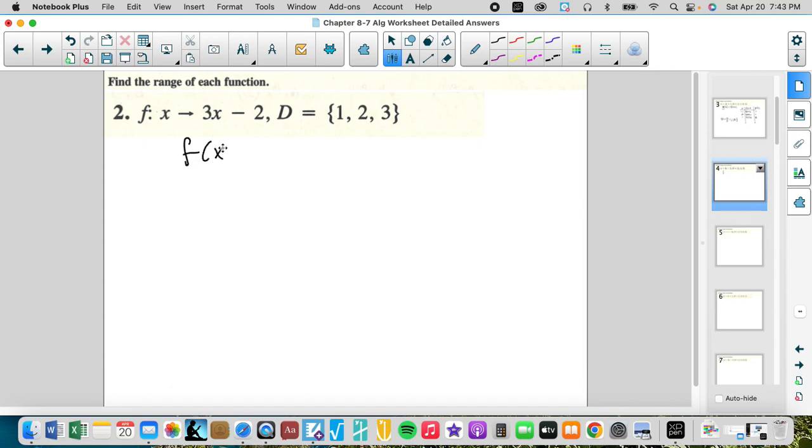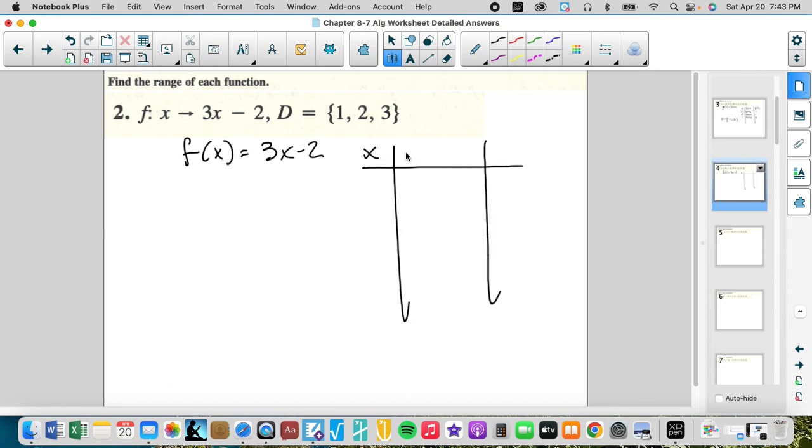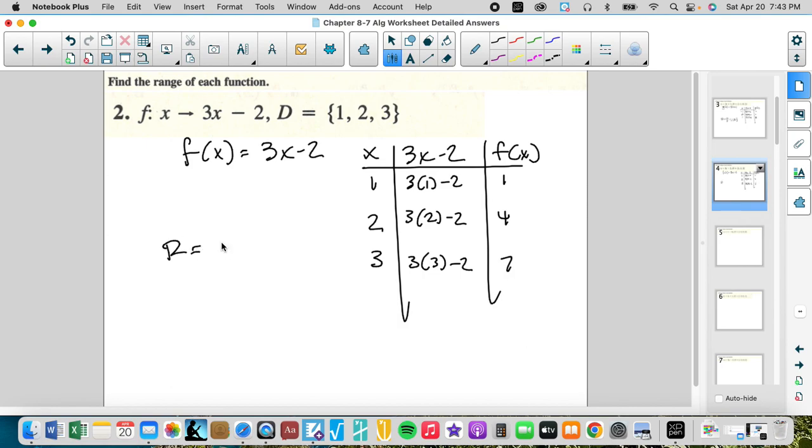So we'll just write this. F of x equals 3x minus 2. And I don't mind doing a chart. It's just a little bit easier. 3x minus 2, and this is going to be f of x. We're going to plug in 1, 2, and 3. So 3 times 1 minus 2 is 1. 3 times 2 minus 2 is going to be 4. 3 times 3 minus 2 is going to give us 7. So our range is going to be 1, 4, and 7.